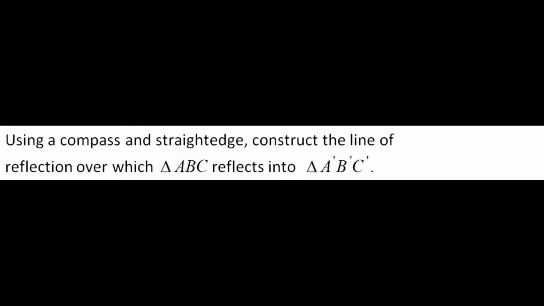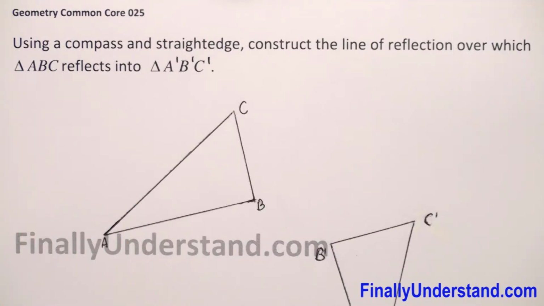Using a compass and straight edge, construct the line of reflection over which triangle ABC reflects into triangle A'B'C'. Reflection is a transformation that uses a line like a mirror to reflect the image. The mirror line is called the line of reflection.